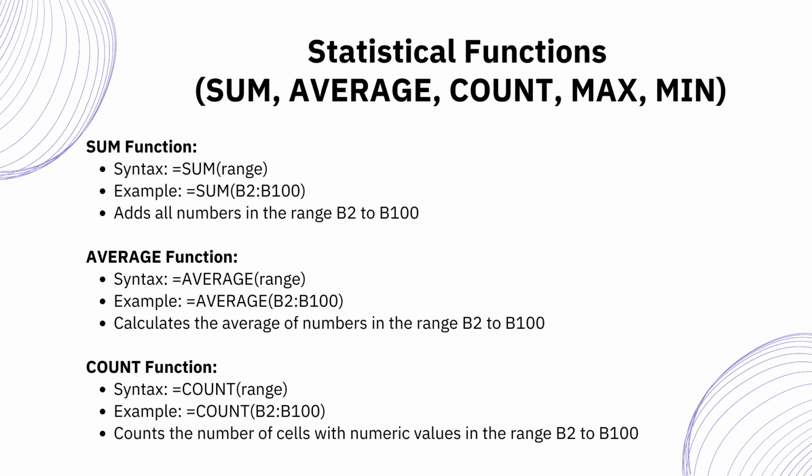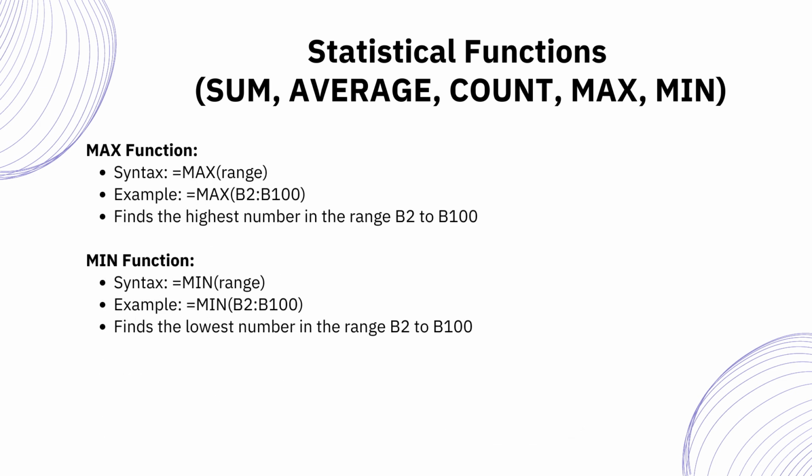The AVERAGE function calculates the mean of a range of numbers. Using =AVERAGE(B2:B100), you can quickly determine the average value in your dataset, which is useful for understanding overall performance or central tendencies. The COUNT function is used to count the number of cells that contain numeric values within a specified range. For instance, =COUNT(B2:B100) tells you how many cells in that range have numbers, which is helpful for data validation and ensuring the completeness of your dataset.